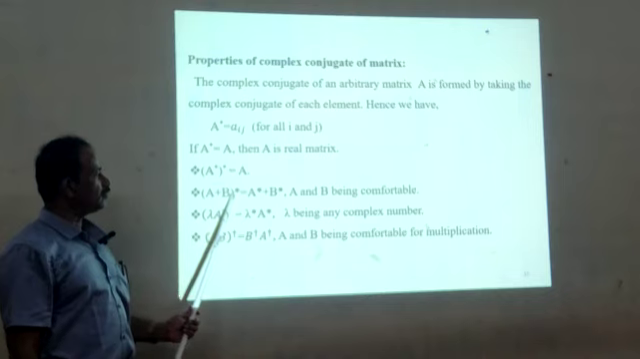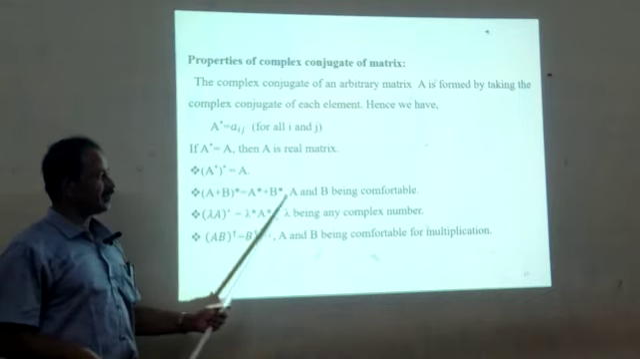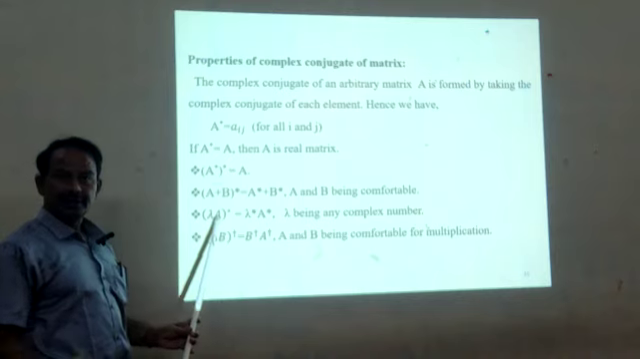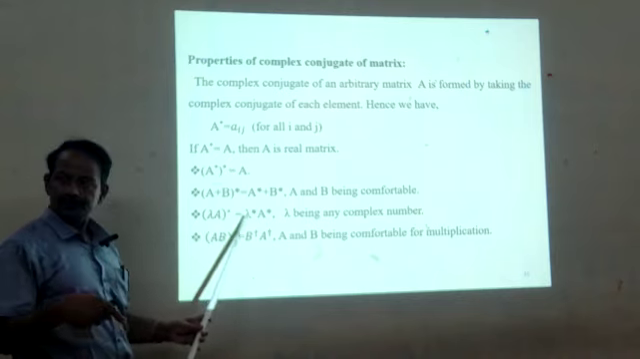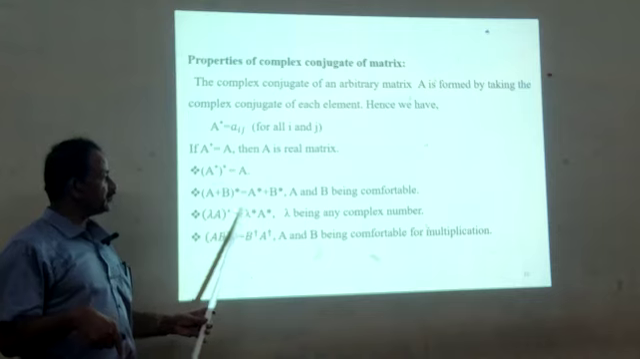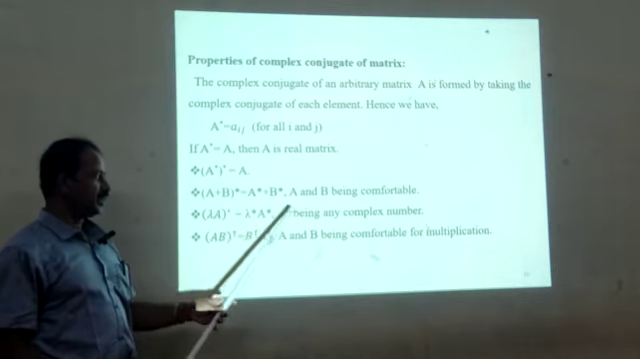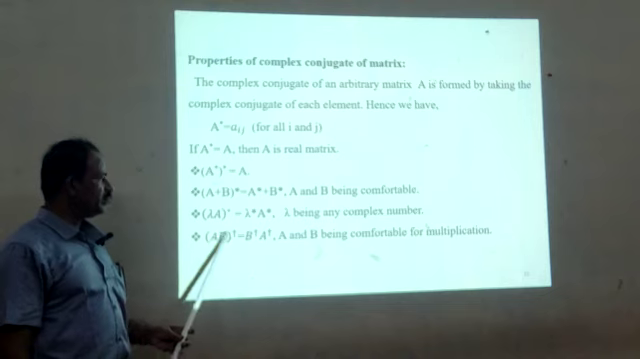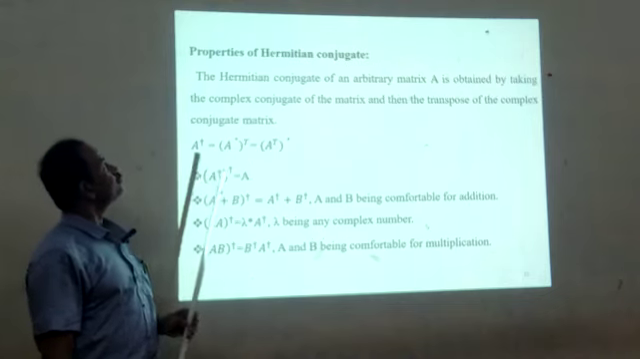A plus B whole complex conjugate will be A complex conjugate plus B complex conjugate. Similarly, lambda A whole complex conjugate will give you the complex conjugate of lambda times the complex conjugate of the A matrix, lambda being any complex number. (AB) dagger equals B dagger A dagger, which we just looked into.